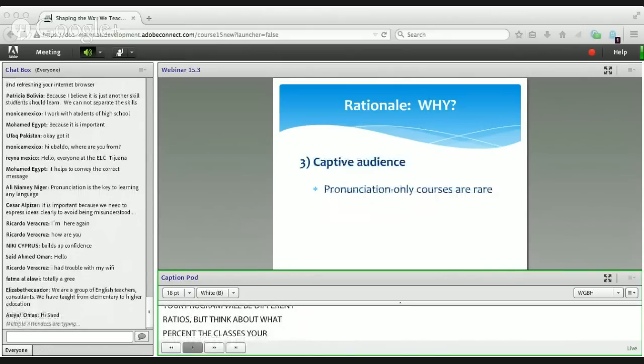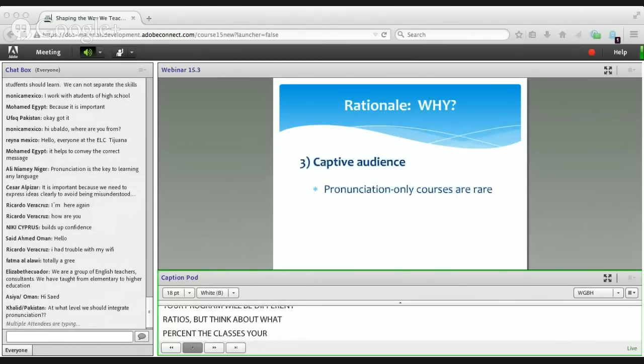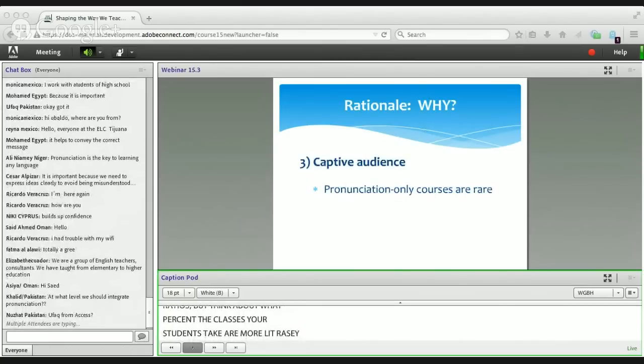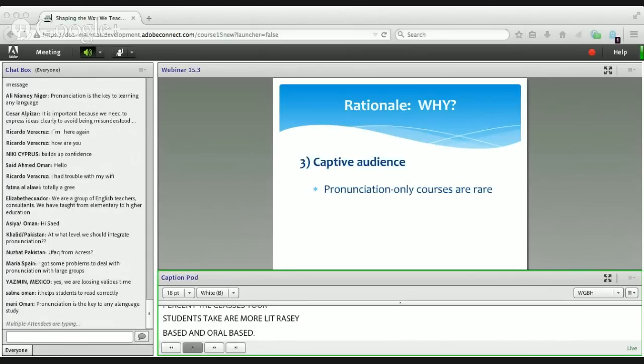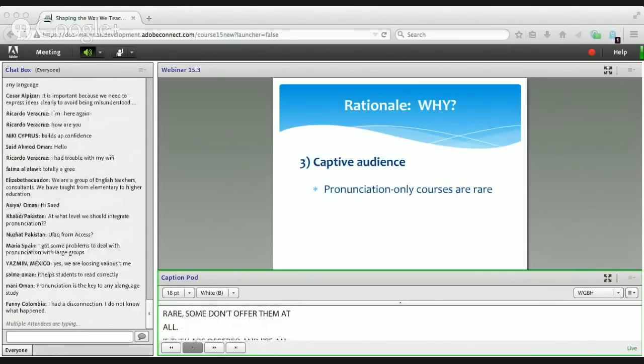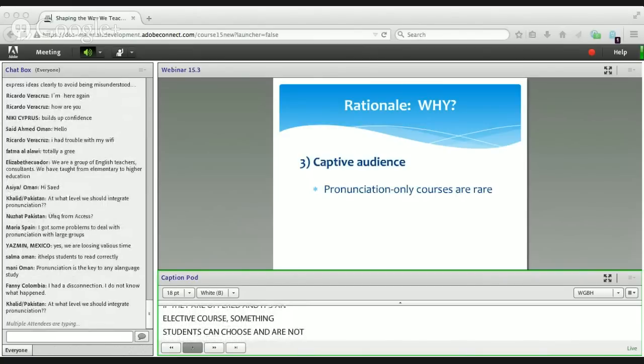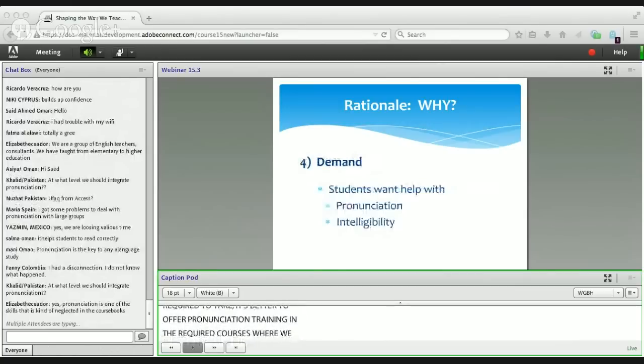Another reason why to integrate it into all different classes is because we have a captive audience. So pronunciation-only courses are rare, and some programs don't offer them at all. And so even if they do offer them and it's an elective course, something that students can choose to take and not required to take, it's better to offer pronunciation training in the required courses where we have the students already, instead of waiting for them to take it in an extra course.